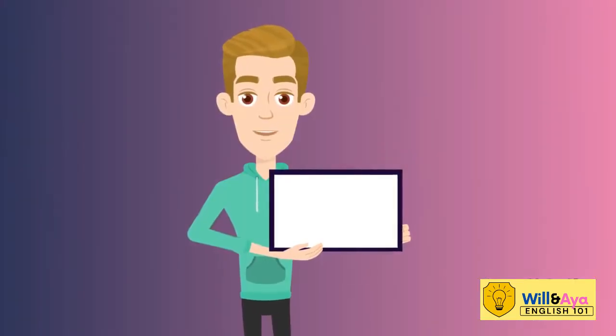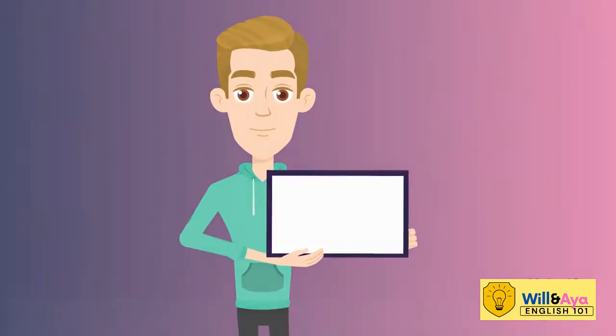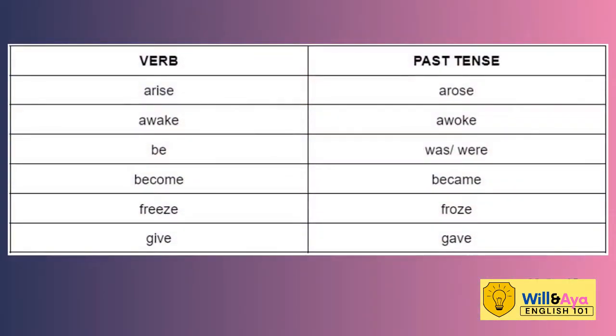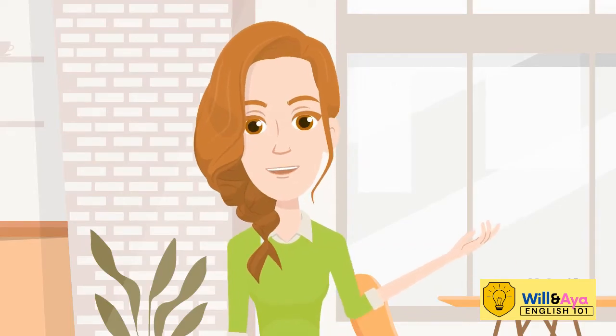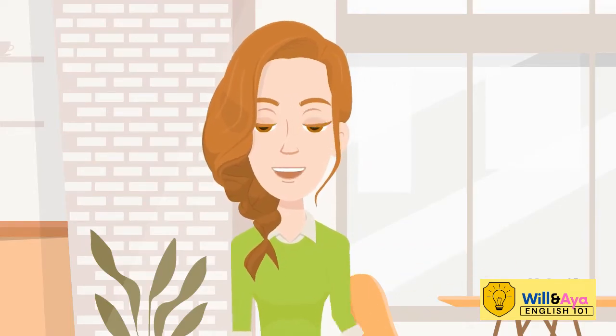Here is a list of some irregular verbs. The verb arise, and its past tense would be arose. Awake, or in the past tense, awoke. Be, or was and were for its past tense. Same with the word freeze, froze, give, and gave.